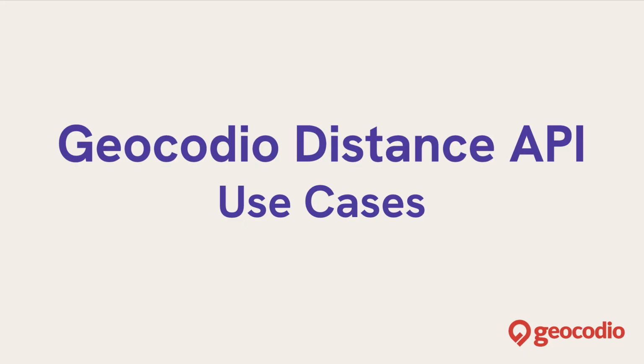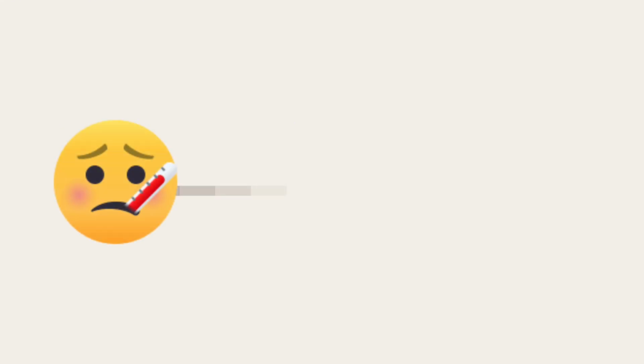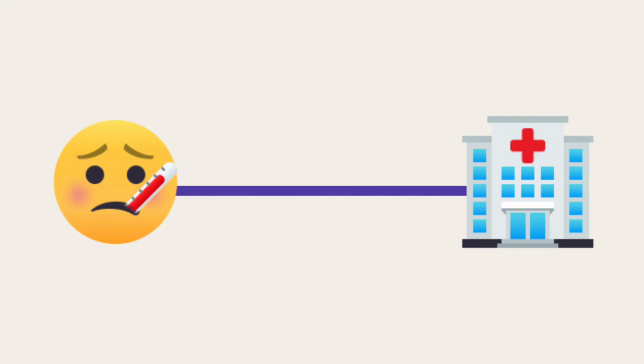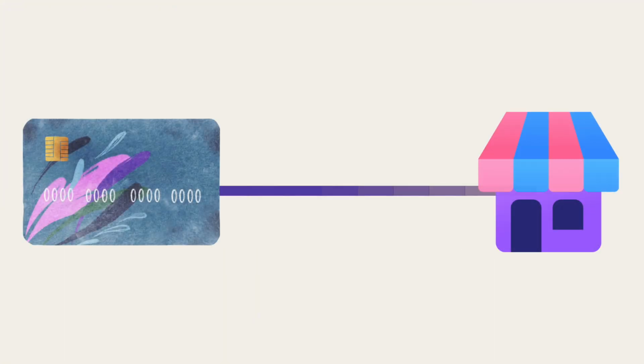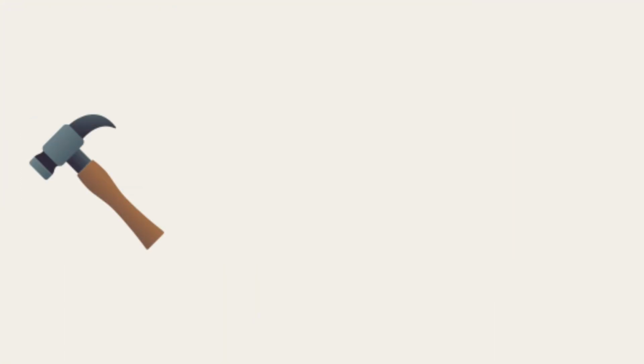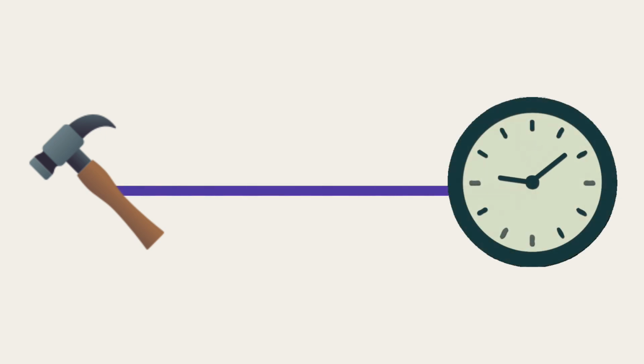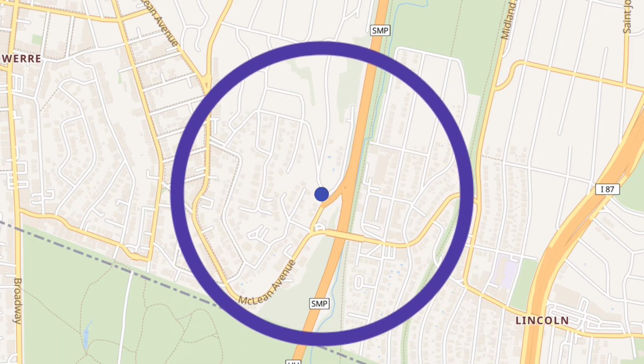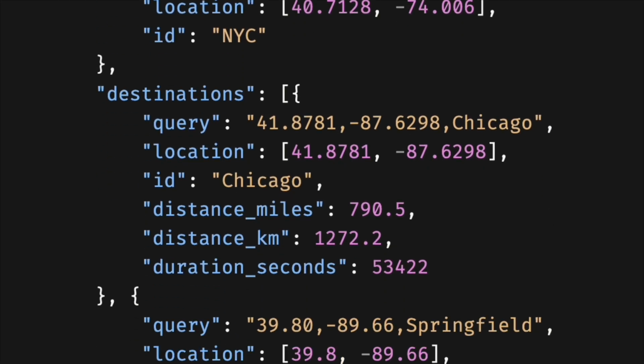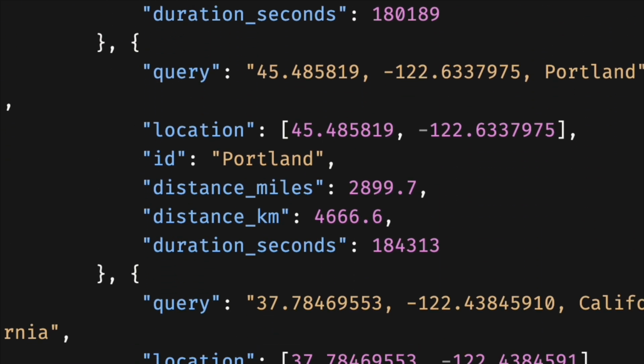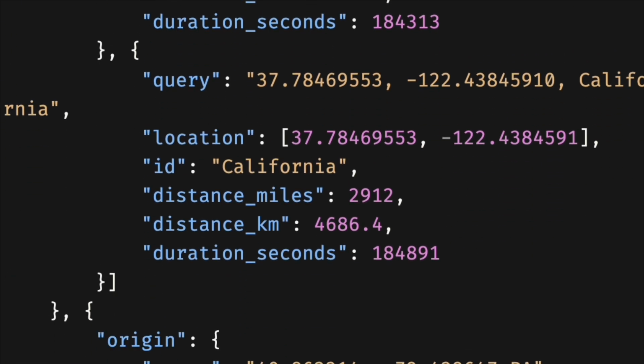The Geocodio distance API is built for real business problems. Health insurers can use it to measure patient access to care. Retailers can use it to figure out where to open new locations. Service companies can use it to give customers estimated arrival times. Marketing agencies can use it to define geographic markets. And for large-scale calculations, we're talking hundreds of origin-destination pairs.